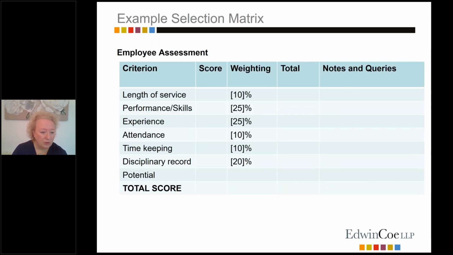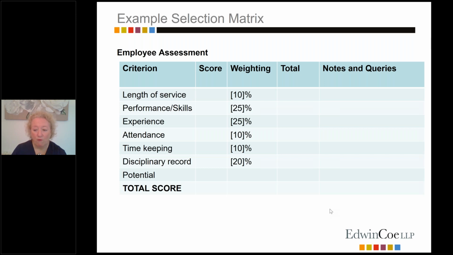So, next one. Yes, so there's the selection matrix. Very simple, basically length of service, performance, skills, experience, etc. Now, provision's been made for notes and queries to be put on the right-hand side. That is a really useful thing to do, so that the scorer can note down the evidence on which they've relied for the score that they've given.